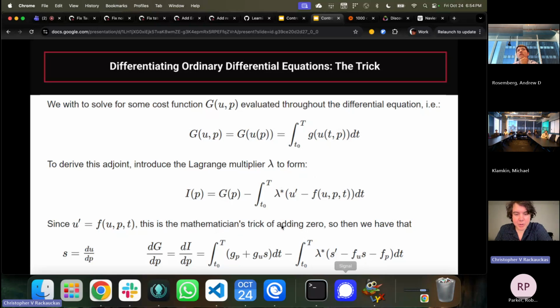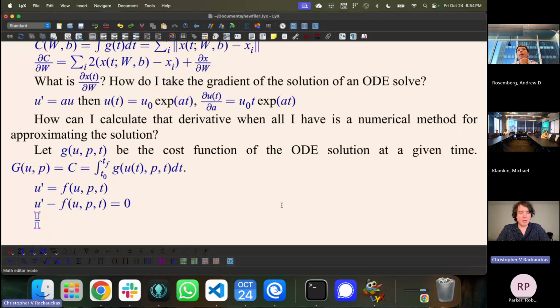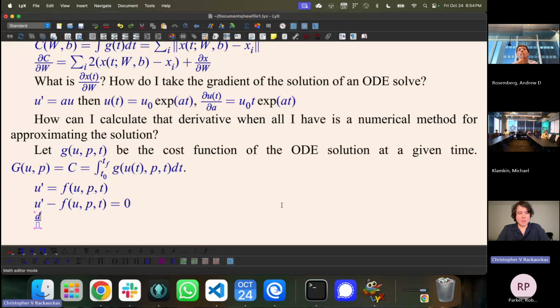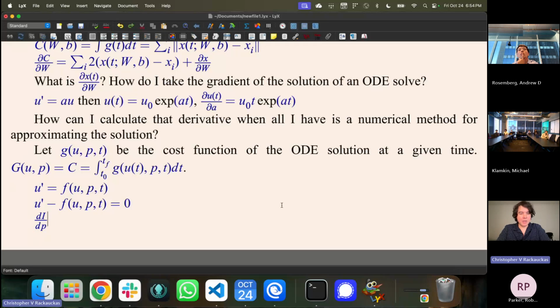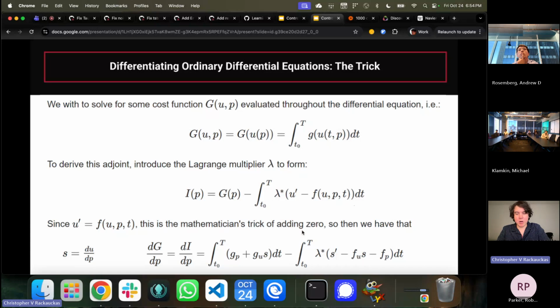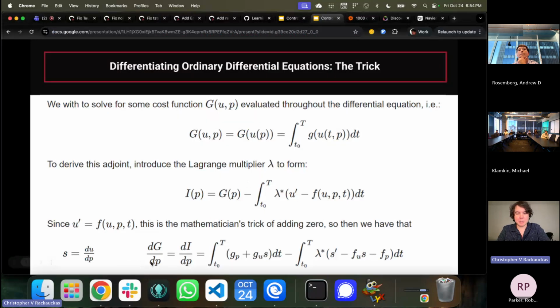So okay, what I'm going to do is take the derivative of this expression with respect to p. So dI/dp is equal to, now what I, oh actually, let me say, G and I are equal to each other because I've only added 0 to this. So G and I are equal to each other, so the derivatives are equal to each other.